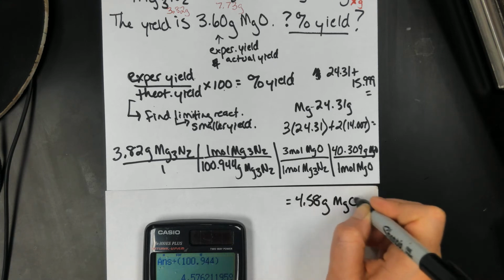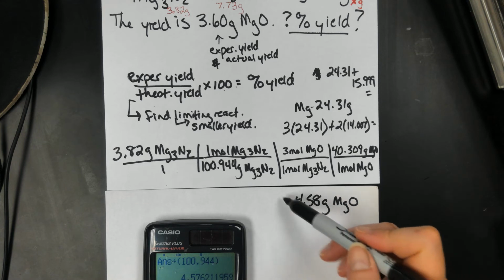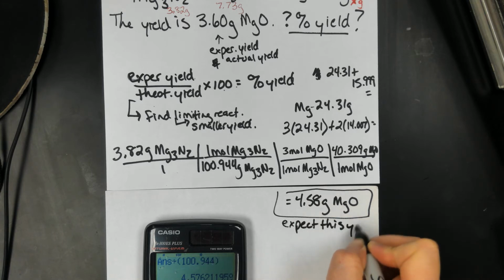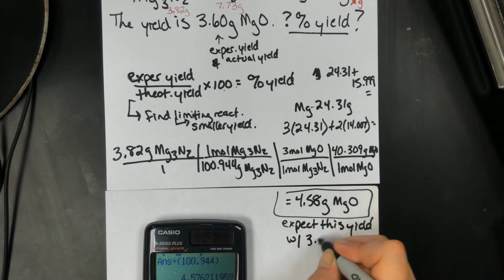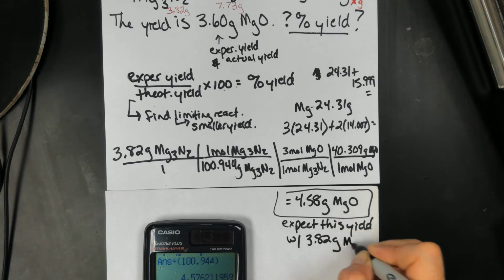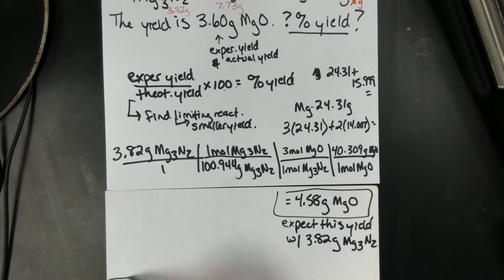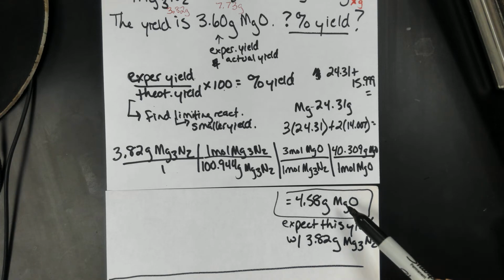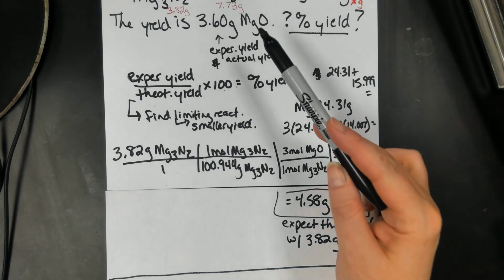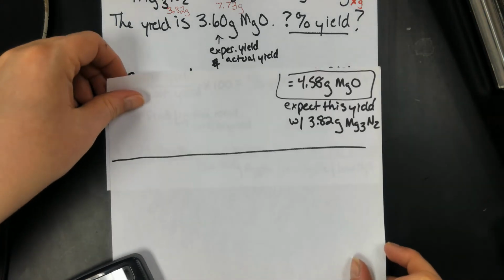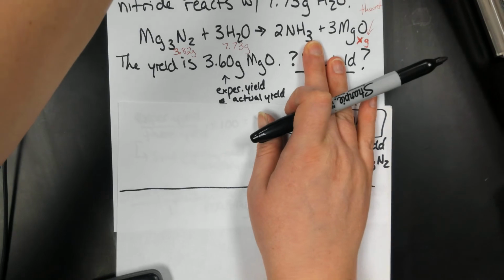of magnesium oxide. So that's how many grams of magnesium oxide I can expect. You can expect this yield with the 3.82 grams of magnesium nitride. Now, that's all well and good, but how many grams of magnesium oxide can I expect from the 7.73 grams of water? So we just have to do that calculation now.